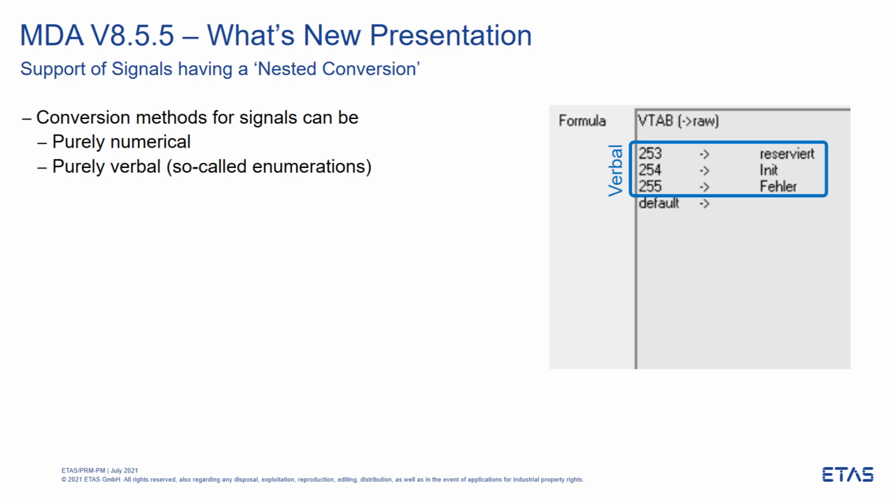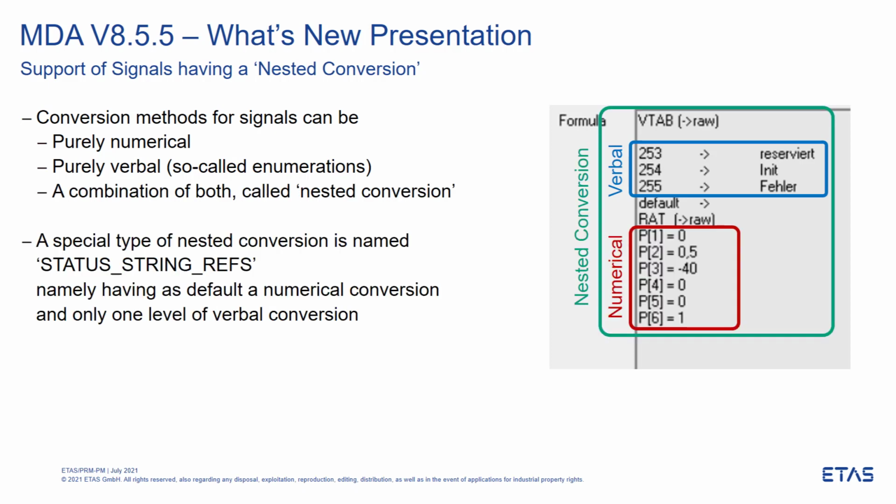This happens by means of a verbal table. Such signals are also named enumerations. Another conversion method is characterized by separate ranges using either a numerical or a verbal conversion. Such a setup is known as nested conversion. The simplest case for a nested conversion combines one verbal and one numerical conversion range. Signals with such a conversion method are called status string refs, as the verbal values can be used to indicate specific states.